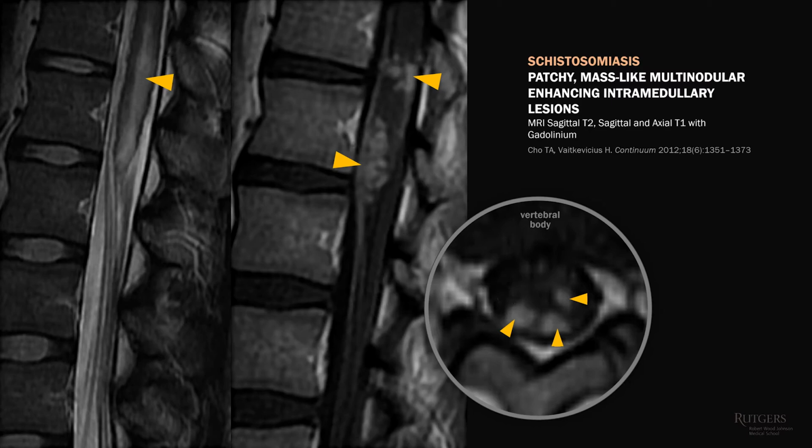Schistosomiasis is caused by a parasite most prevalent in contaminated waters in sub-Saharan Africa. Symptoms of acute infection are fairly nonspecific, but look for elevated eosinophils.